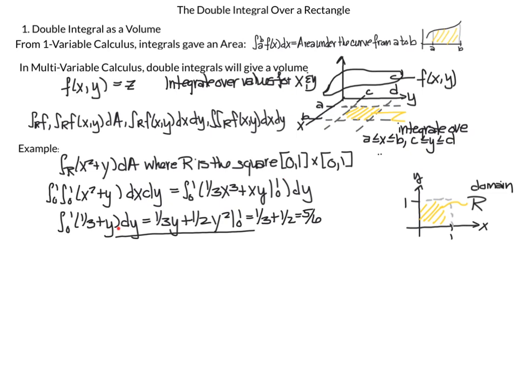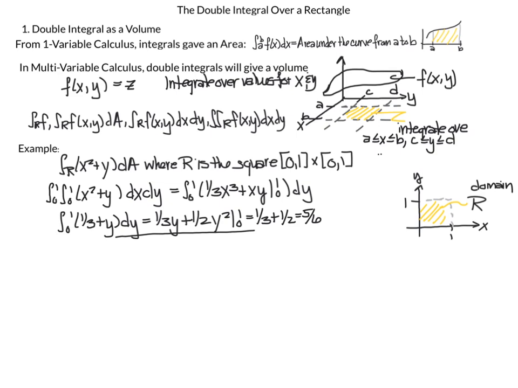So we plug that in, and we get 1/3 plus y, and now we have the outer integral here, 0 to 1 dy. So now we're integrating with respect to y. So we have 1/3 y plus 1/2 y squared, evaluated at 0, 1, and our final answer is 5/6.